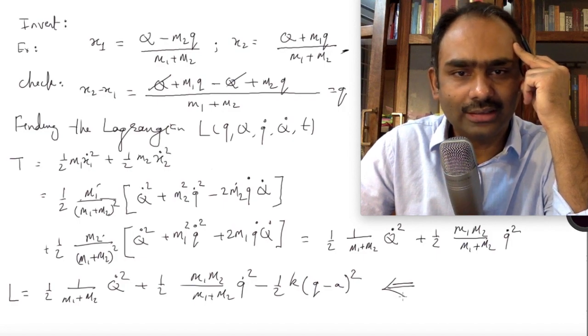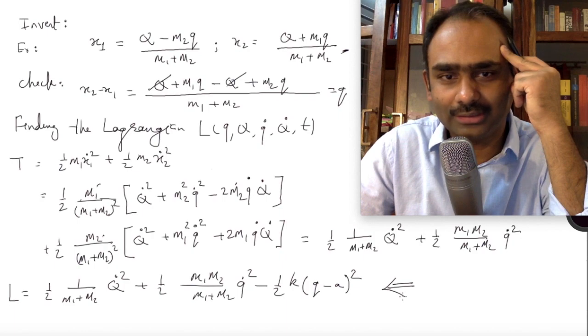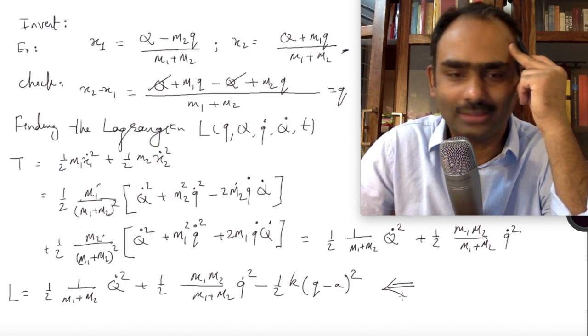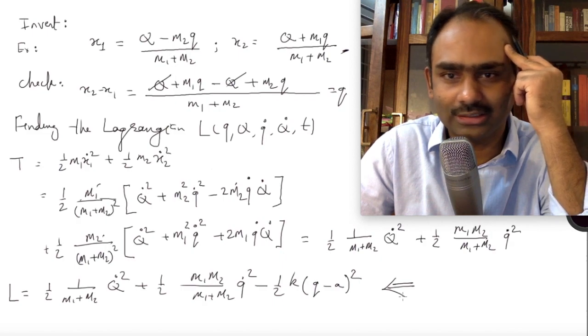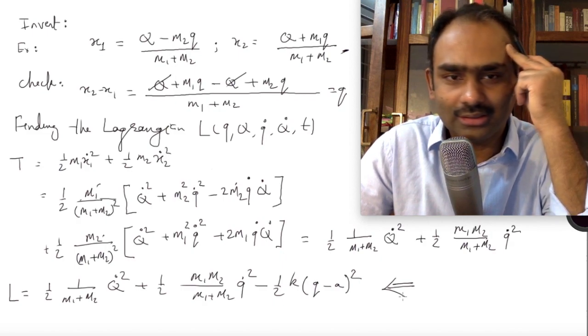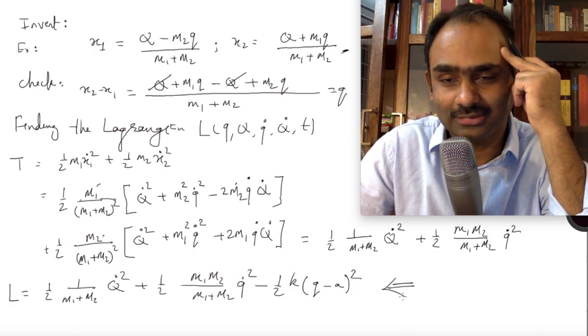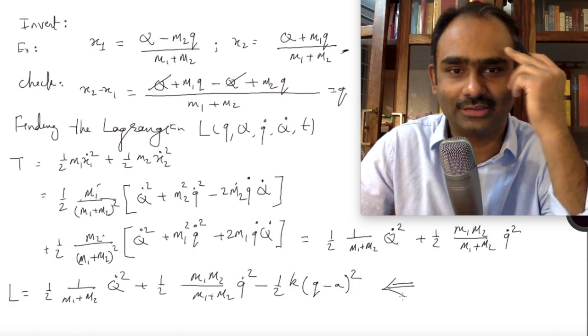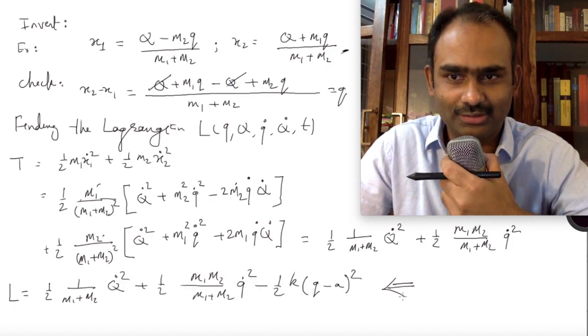Of course, I can redefine my small q and absorb that constant a which is sitting in the last term, but I'm not really bothered with that one, so I'll leave it. Now, what's so nice about this Lagrangian, or what's so nice about the choice of coordinates that we have made? Can you spot something?